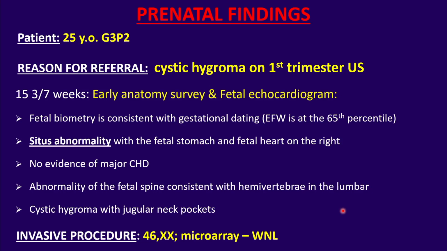First of all, we were able to pick up the situs abnormalities because we identified that the fetal stomach and the fetal heart are located on the right side. But we were not able to see any major malformations, which is surprising for situs abnormalities. This is very typical. We saw abnormal curvature of the spine, and again, the cystic hygroma had resolved. We saw some cystic pockets, like lymphatic nodes, on the neck.